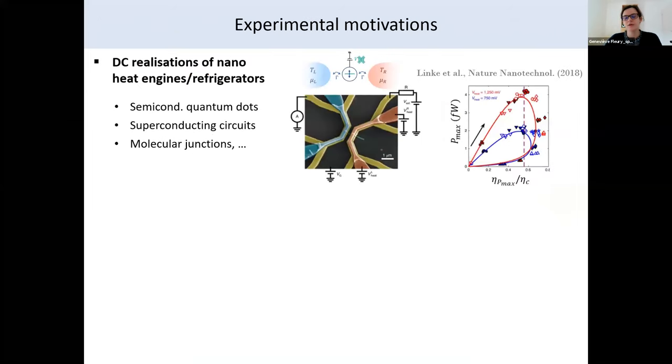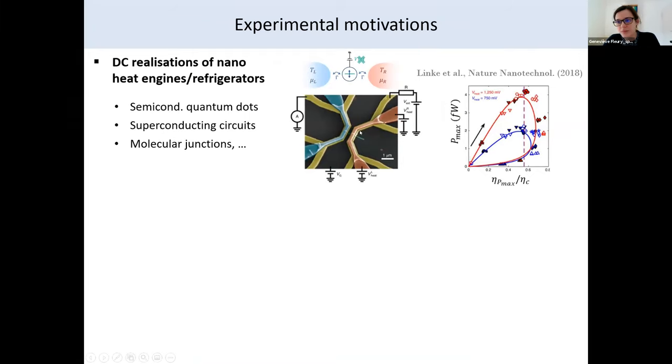So before going further, I would like to say now a few words about experimental motivations. On one hand, in the DC regime, we know there are several experiments which have shown that it's possible to manipulate heat in nano devices for thermoelectric applications. So we have seen some examples during this colloquium.